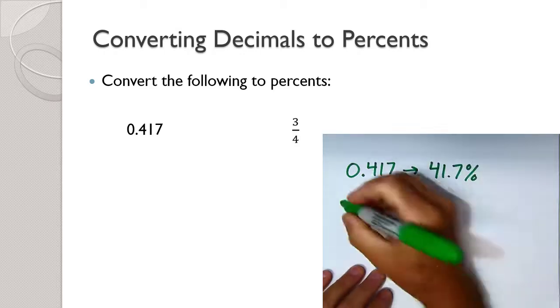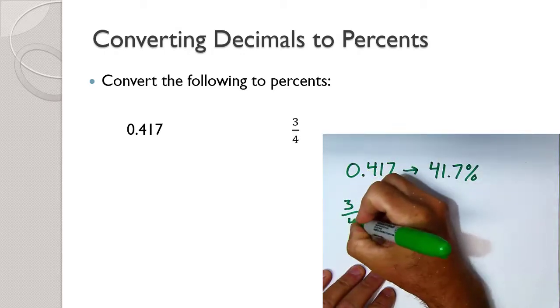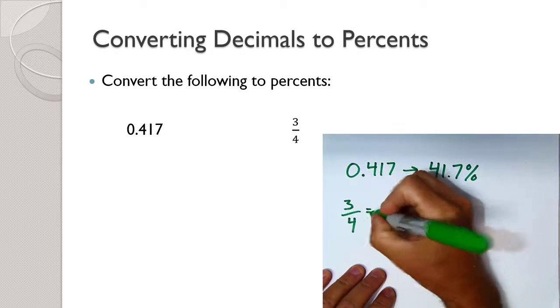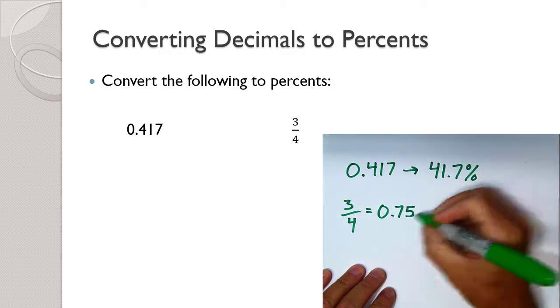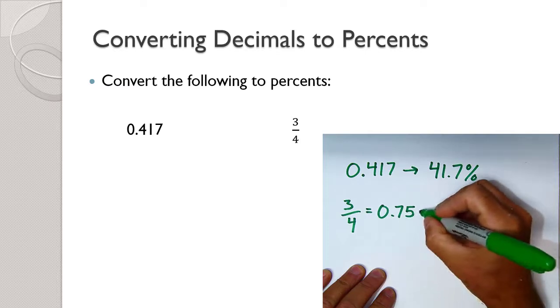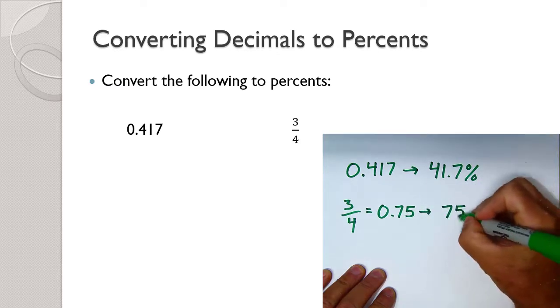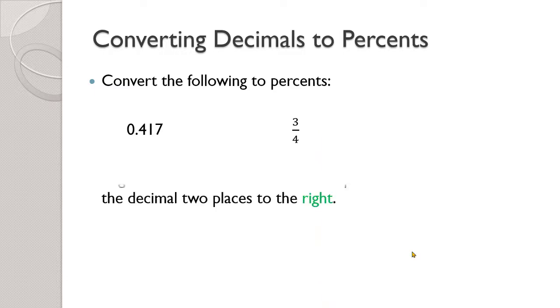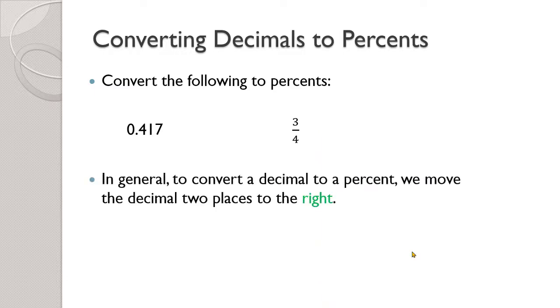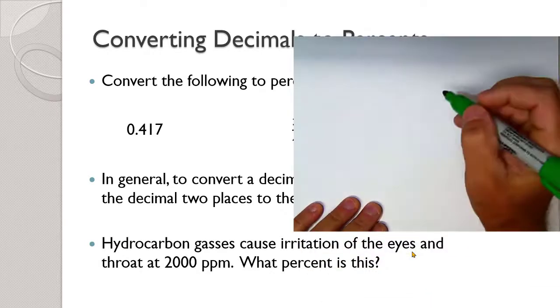41.7%. And if we have a fraction like 3/4, first we'll just divide to turn that into a decimal. That one we know is 0.75. Then move the decimal 2 places to the percent sign and this becomes 75%. So that's in general the reason that we take a decimal to a percent by moving the decimal point 2 places to the right.